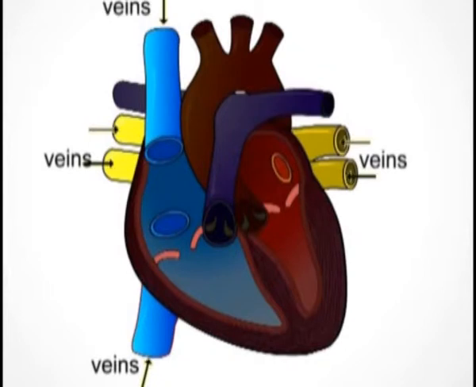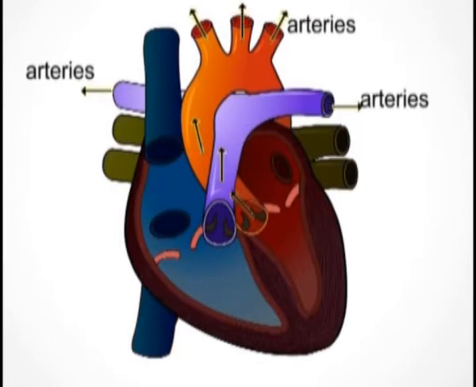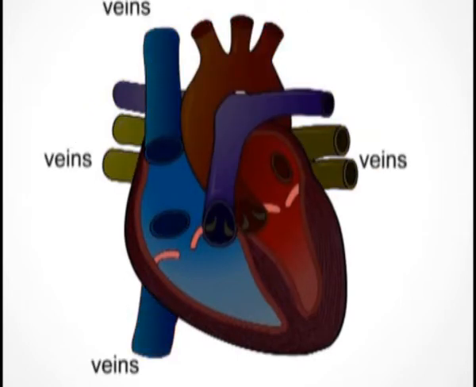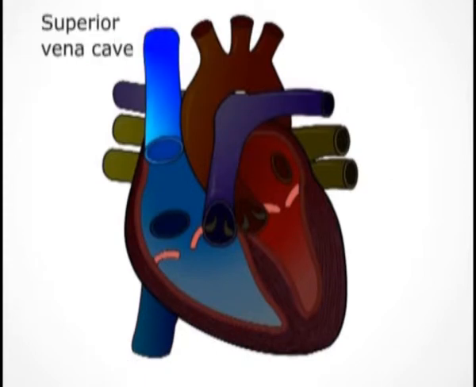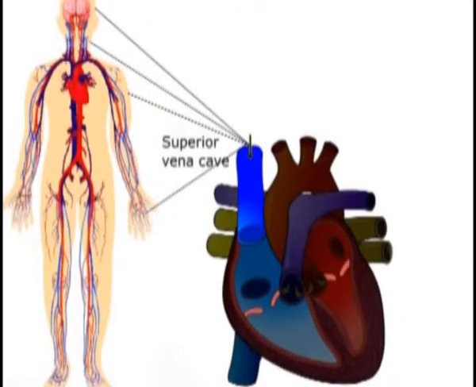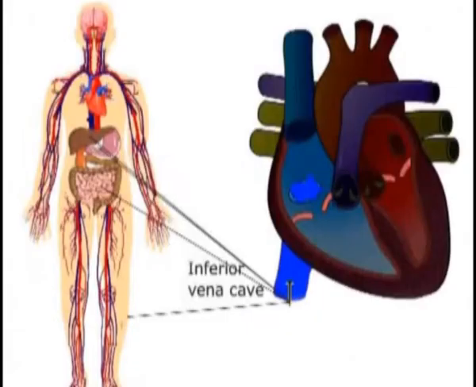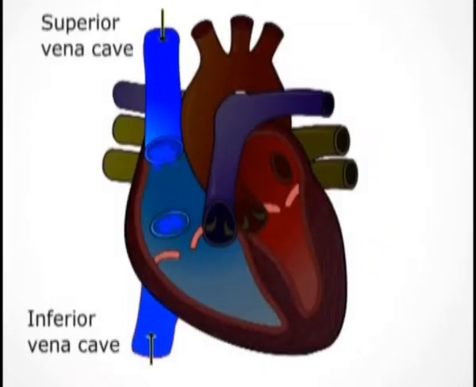The blood vessels which carry blood to heart are called veins, and the vessels which carry blood from heart are called arteries. There are three large veins which carry deoxygenated blood. Superior vena cava vein collects deoxygenated blood from upper parts of the body like the head, neck, arms, hands, and inferior vena cava vein collects deoxygenated blood from lower parts of the body like liver, intestine, legs and kidneys. These two veins open into the right auricle, bring deoxygenated blood to the heart.